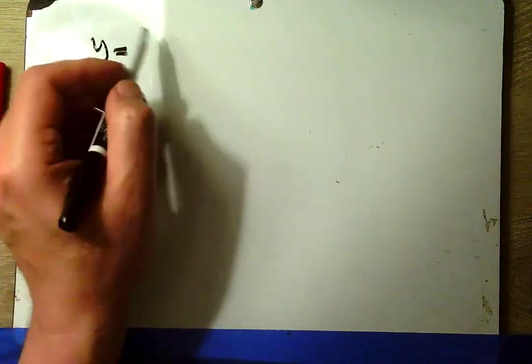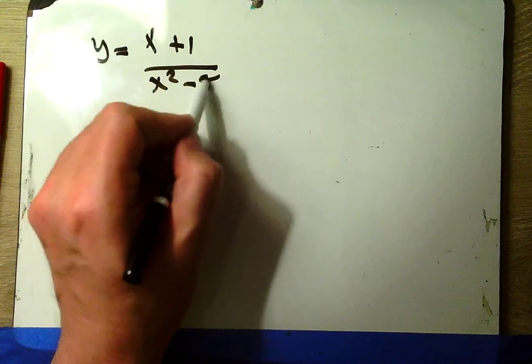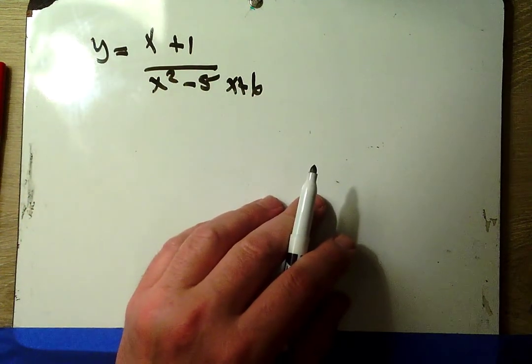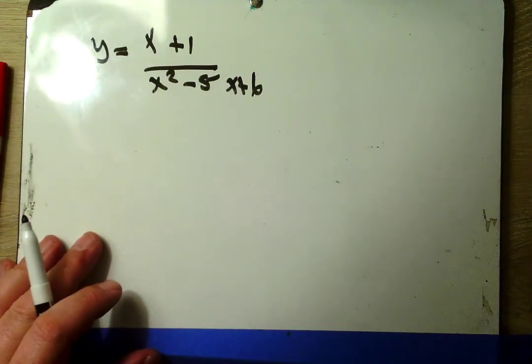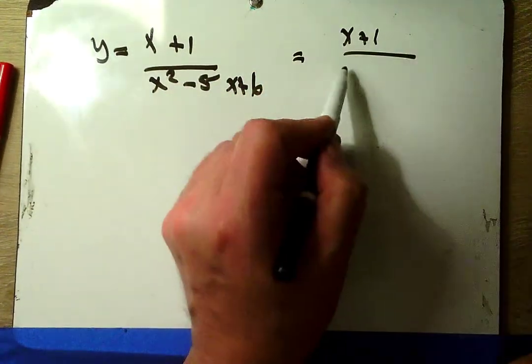Your turn, for sure. Will you please do this one? y equals (x plus 1) over (x squared minus 5x plus 6). Pause the video, give this one a try. No, really, you really should, because you're never going to own this stuff if you don't practice this stuff. Okay, I know that denominator factors.